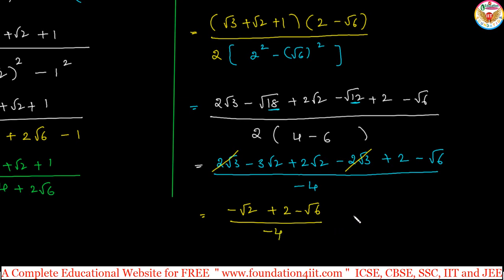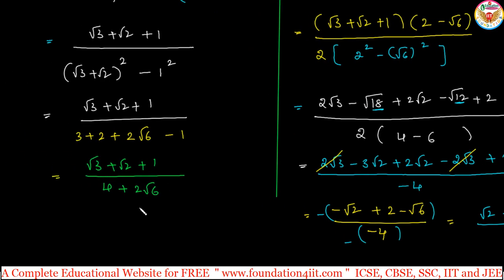Okay, so this is the rationalized denominator. You can take the negative denominator and make it positive, then the numerator changes sign. Then finally we can write square root of 2 minus 2 plus root 6, divided by 4. I just multiplied both the numerator and denominator with minus. So you can change in this way. So rationalize the denominator, right? These are the questions, and let us see more problems on rationalizing the denominator.